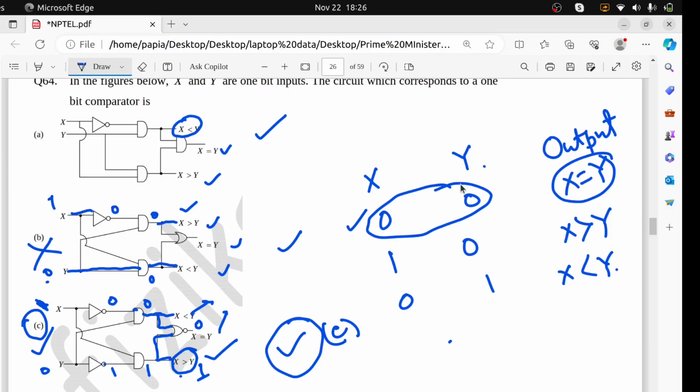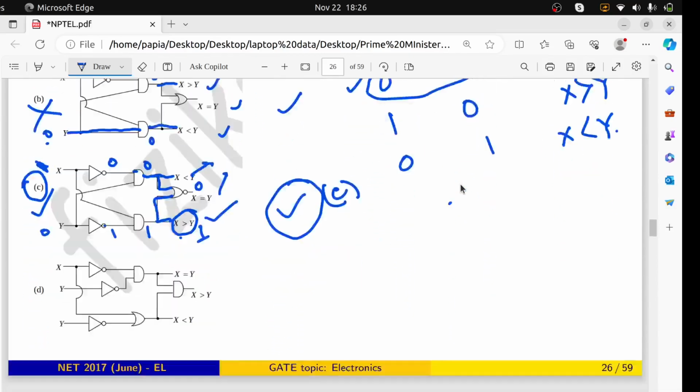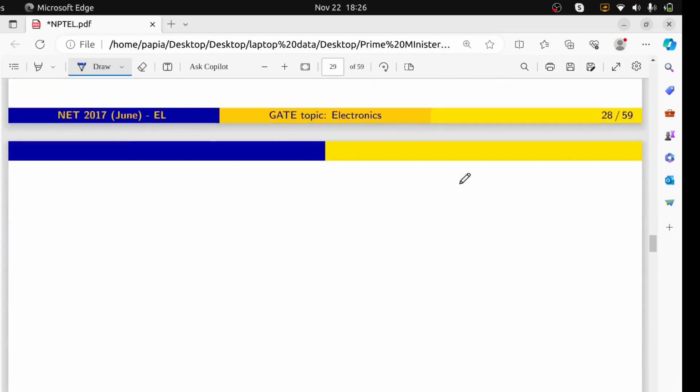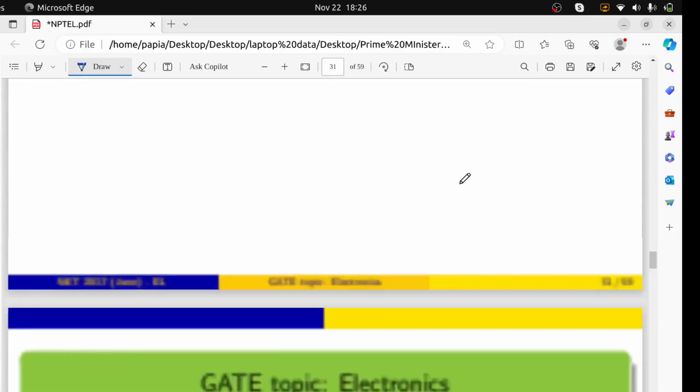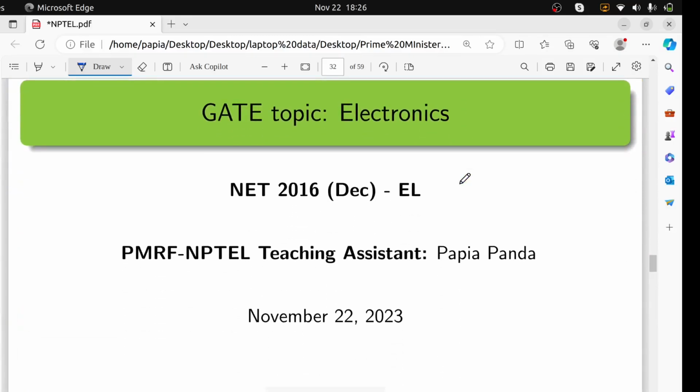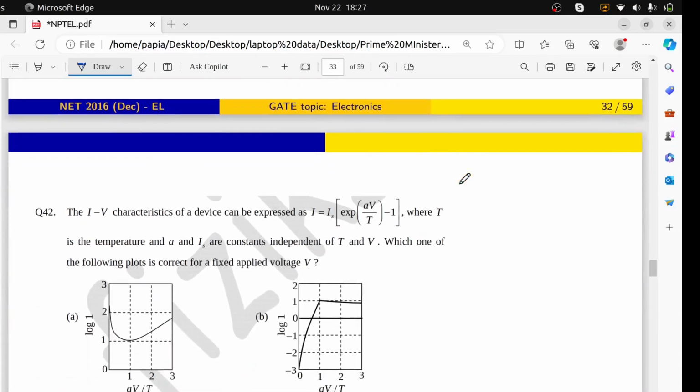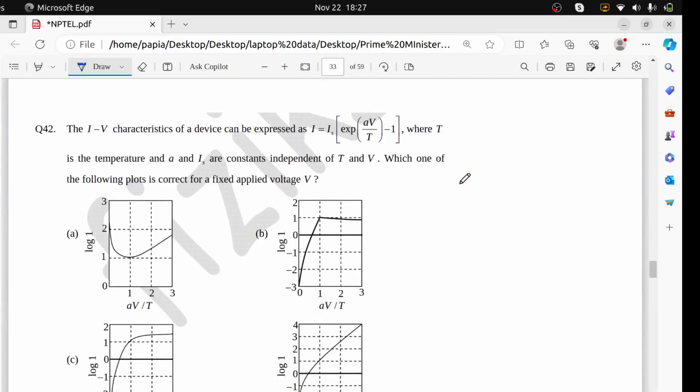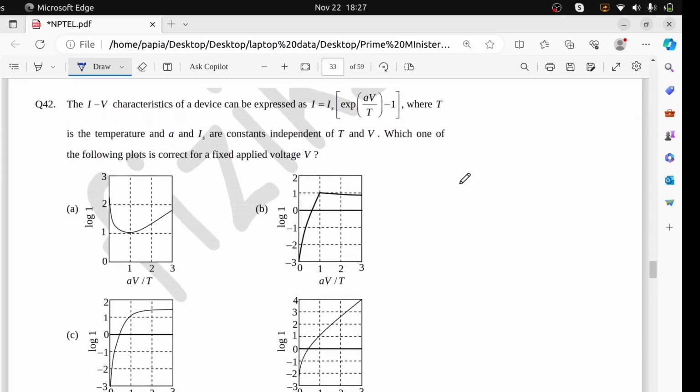Okay. So we will move to the next question. Yes. Okay. So yeah. This question we have taken from the NET 2016 December question paper. Okay, this is also a little bit different one. Let's see that. This is question number 42. The IV characteristics of a device can be expressed as I equals to Is.